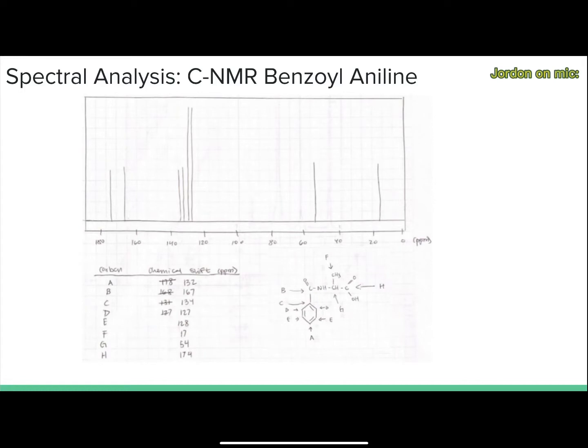D at around 8 ppm, integrating for 1, and is a doublet. E at around 8 ppm, integrating for 1, and is a multiplet. And F at 1 ppm, and integrating for 3, and is a triplet.